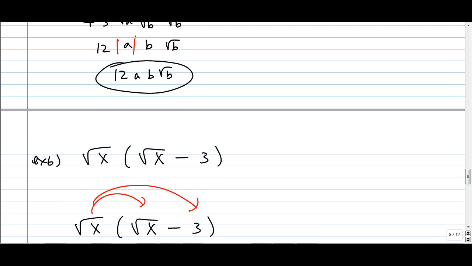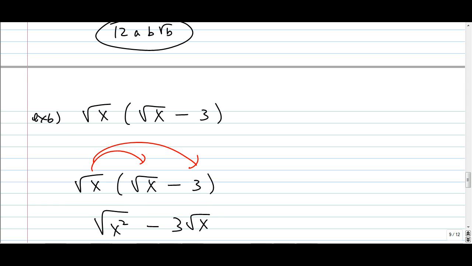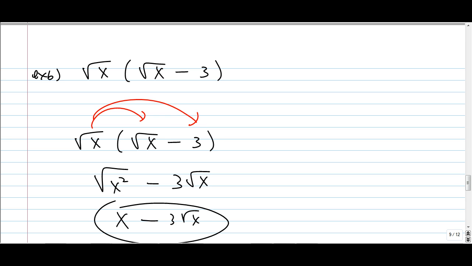Here we go, listen guys. Nathan, tell me what to do. Rad x times rad x is just x. Yes? And then minus 3 rad x. That's right. It becomes the square root of x squared, which is just x, minus 3 rad x. Right? x minus 3 rad x.